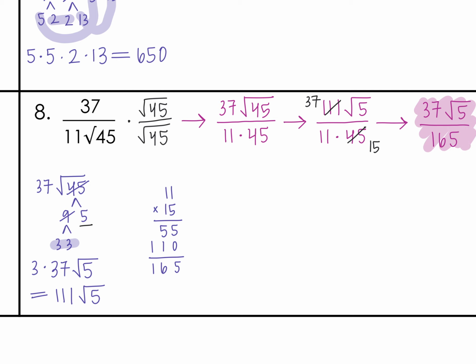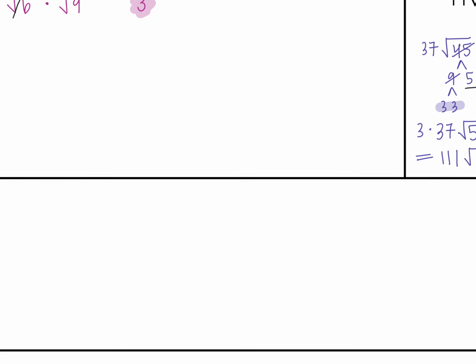All right, let's move on to the last one for this front side of these notes. For number 9, we have the square root of 75 divided by the square root of 10. Okay, so we can multiply by the square root of 10 to the numerator and denominator.